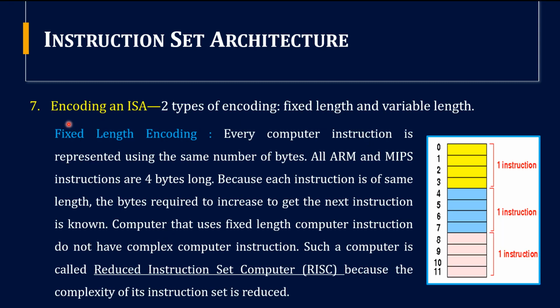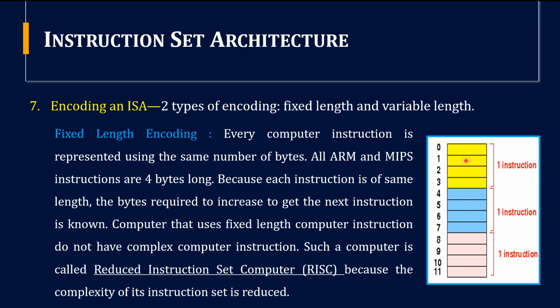Okay, now let's discuss the seventh dimension, that is encoding an instruction set architecture. Two types of encoding are there: fixed length encoding and variable length encoding. First, let us discuss the fixed length encoding. In this type of encoding, every computer instruction is represented using the same number of bytes. All ARM and MIPS instructions are 4 bytes long.